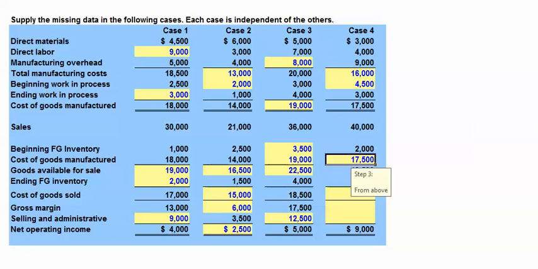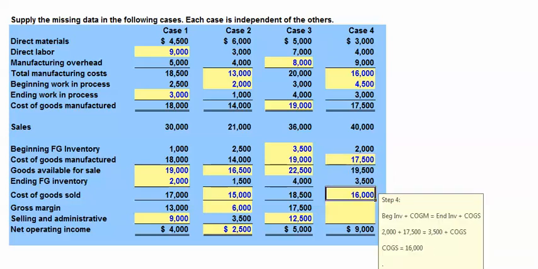The third step will be to pick up our cost of goods manufactured from above, that's our $17,500, and that will allow us then to solve for our cost of goods sold. Our cost of goods sold will simply be equal to $16,000. That's because our beginning inventory of $2,000 plus our $17,000 in cost of goods manufactured has to equal our ending inventory plus our cost of goods sold.